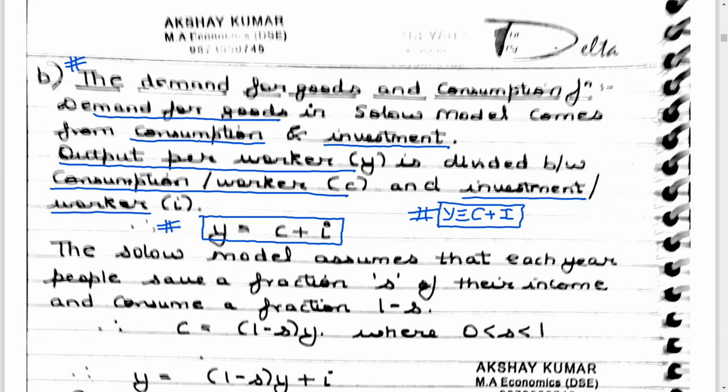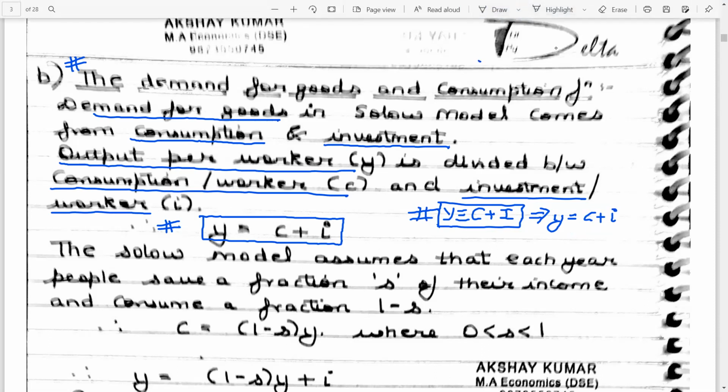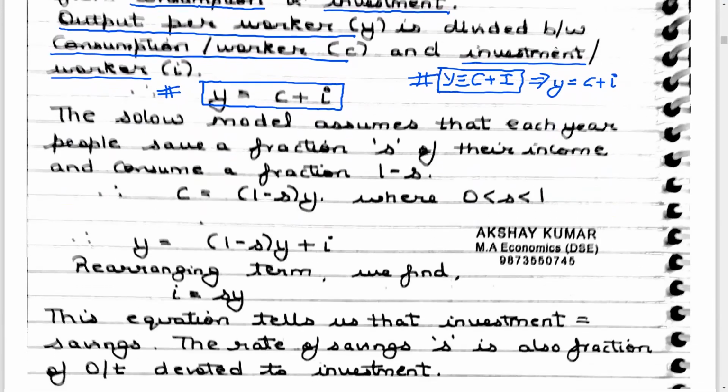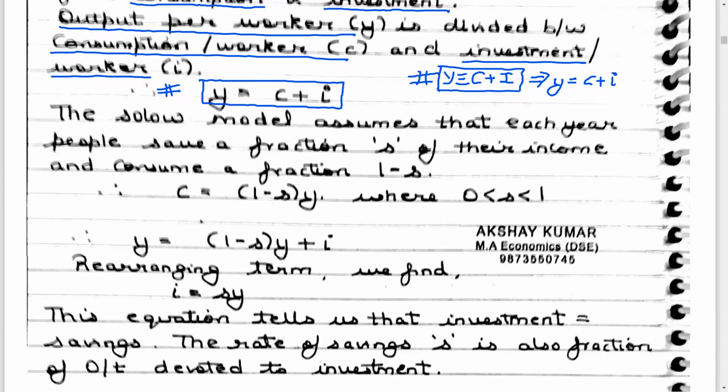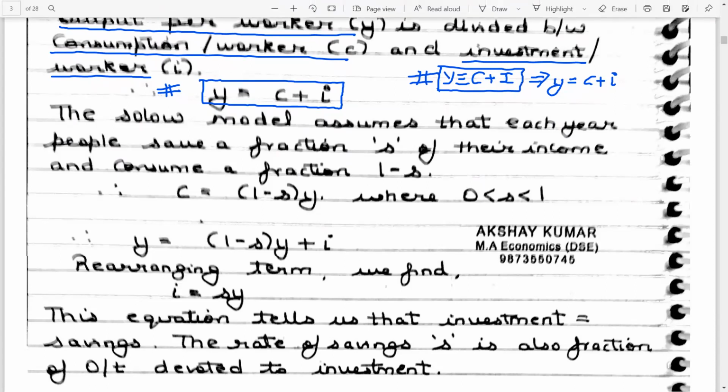And if I divide both sides by L, which is the labor force, small y will be equal to small c plus small i. So output per worker will be equal to consumption per worker plus investment per worker. Okay, so this is our output function. Now let's talk about what is C, what is I. Okay, so let's move forward.